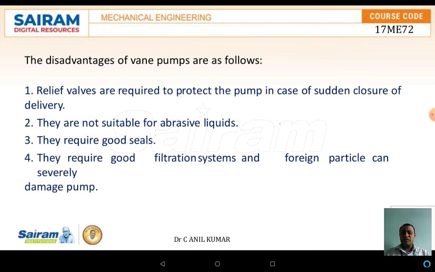The disadvantages of the vane pump. Relief valves are required to protect the pump in case of sudden closure of the delivery. They are not suitable for abrasive liquids.